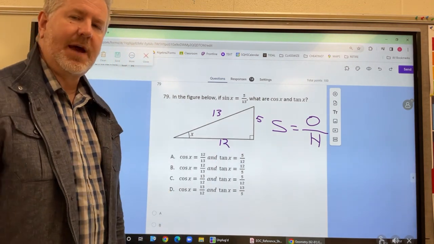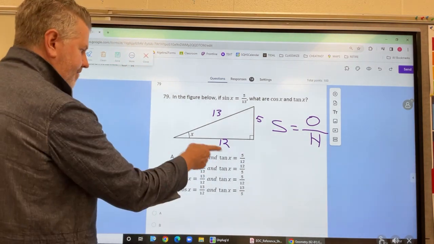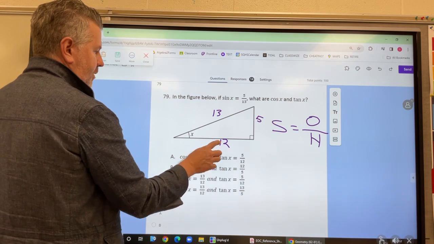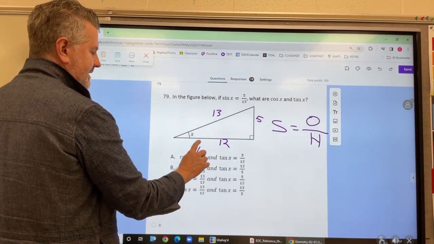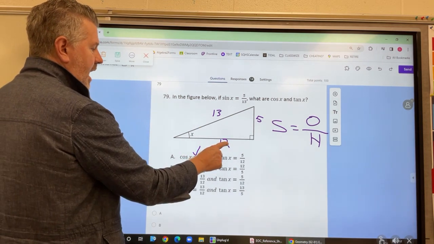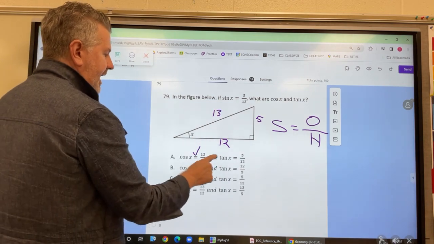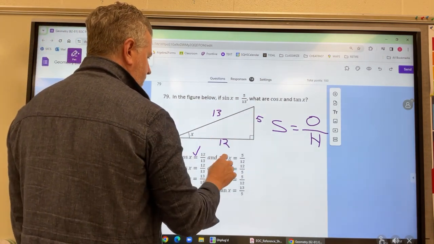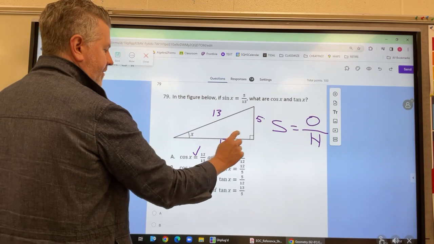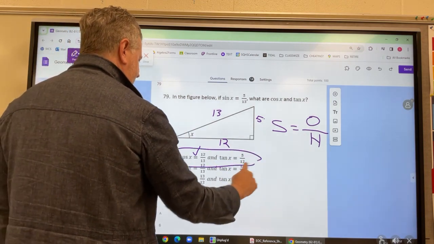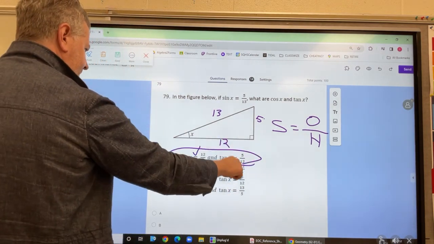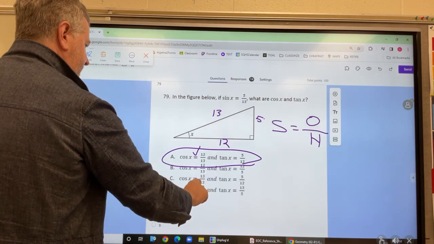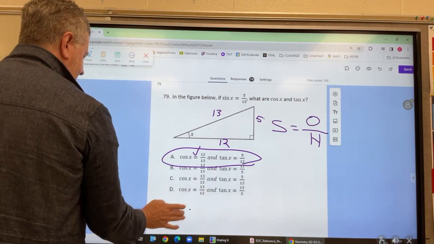Now we can easily identify the other ratios here. Cosine would be 12/13. That checks out. Adjacent over hypotenuse. And then tangent would be opposite over adjacent, 5/12. So I'm going to go with A on that one. I'm going to look at the other ones. Definitely not 12/5. 5/12, but definitely not 13/2. We're going to go with A on that one.